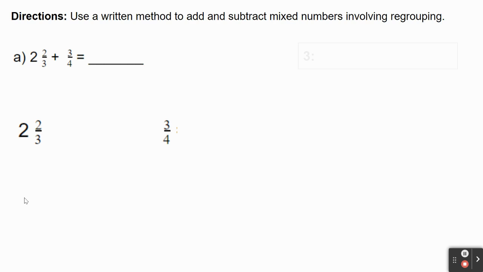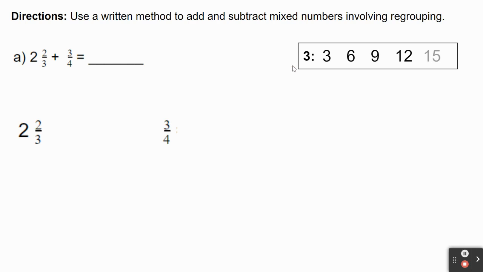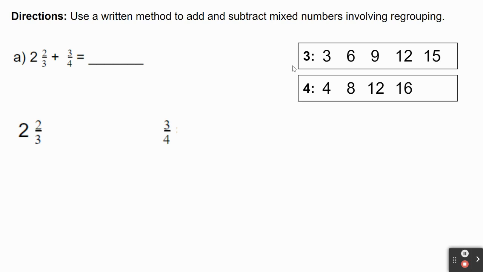So what we're going to do is list out our multiples of 3 and 4 since those are our denominators. We'll start with 3 since that is our first denominator. We have 3, 6, 9, 12, and 15. We'll do the same for 4 since 4 is the denominator of our second fraction. We have 4, 8, 12, 16, and 20. When we look at both of these lists of multiples, we can see that 12 is the first number that can be found in both lists. That means we're going to rewrite both of these fractions so the denominator is 12.